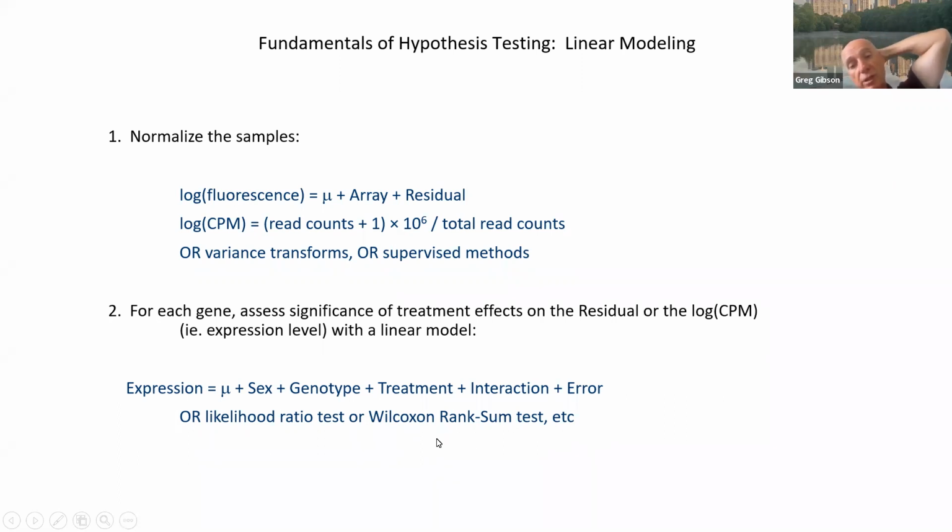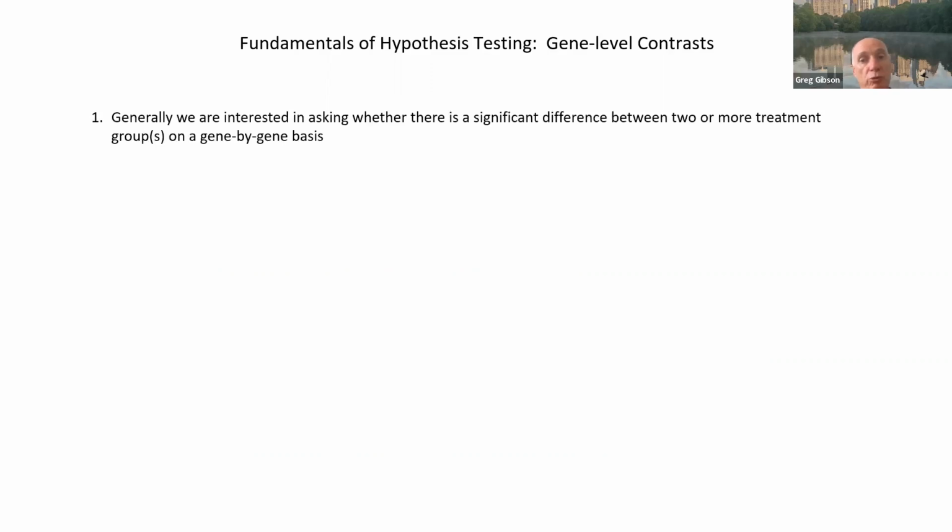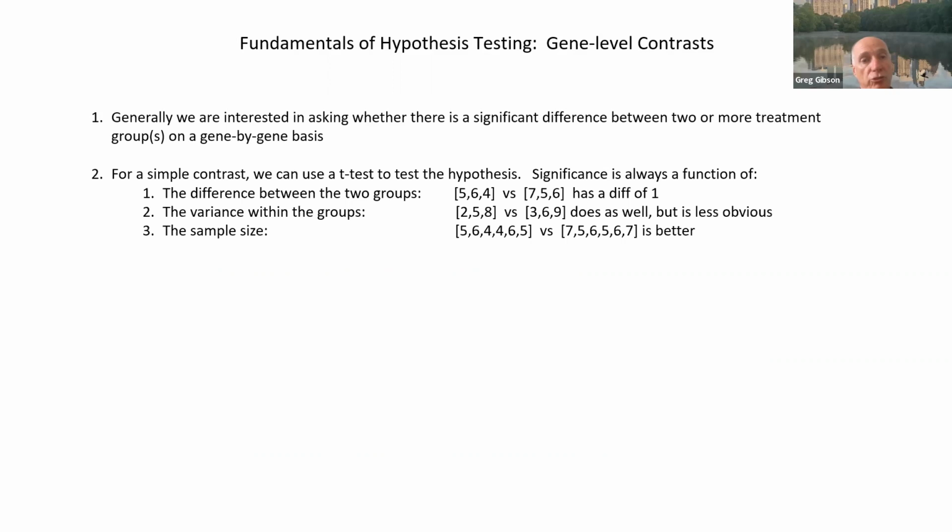So basically, if you've got a large number of samples, then it turns out that actually the rank order of genes is itself a pretty good indicator of whether or not there's significant differences. So the Wilcoxon rank sum tests ask the question whether the rank is higher or lower in one type of sample than another. So that's different from actually measuring the actual differences in the expression levels themselves. So generally, though, we're interested in asking whether there's a significant difference between 2 or more treatment groups on a gene-by-gene basis.